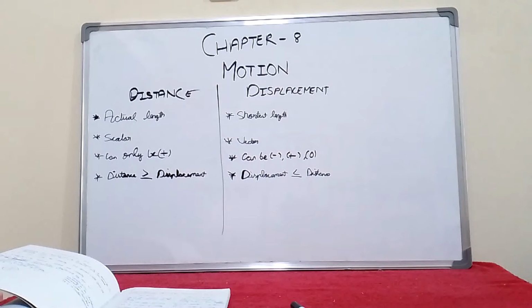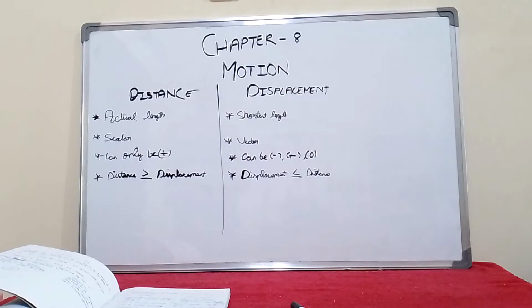Displacement will be negative if an object is moving towards the left side. It will be positive if it moves towards the right side, and it will be zero if the final point and the initial point, that is the place from where it started, are the same, if it comes and ends in the same place. Then there is zero displacement.